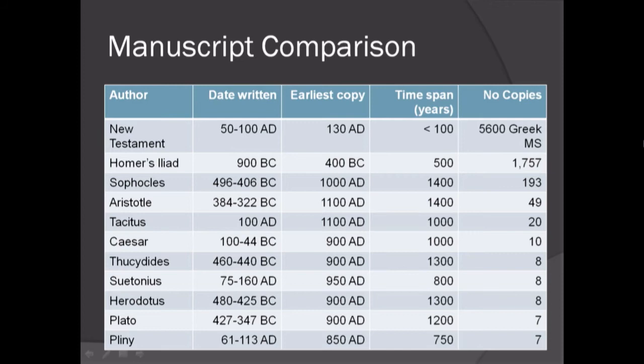So here's a table which gives you an indication of that and compares the documents. So it shows the author of the book, the date it was written, the date of the earliest copy, the time span between the date it was written and the earliest copy, and the number of copies. So the comparison's quite stunning. So we have manuscripts which are less than 100 years from the date of authorship, and the closest other one is 500 years. And then the number of copies, there are much more copies than New Testament documents.